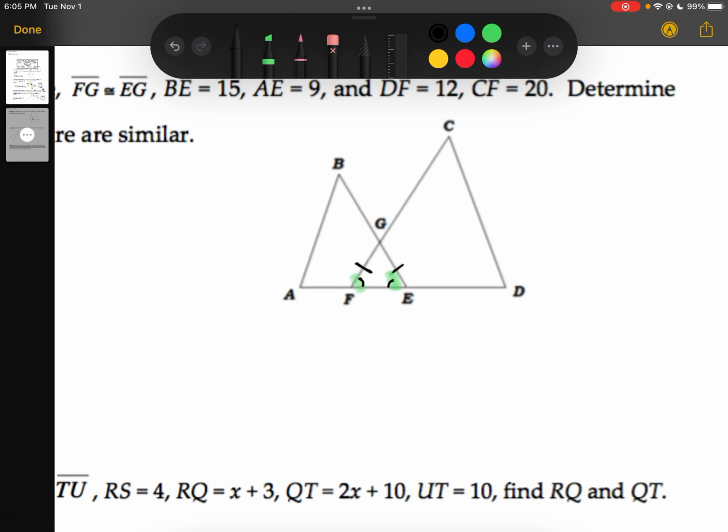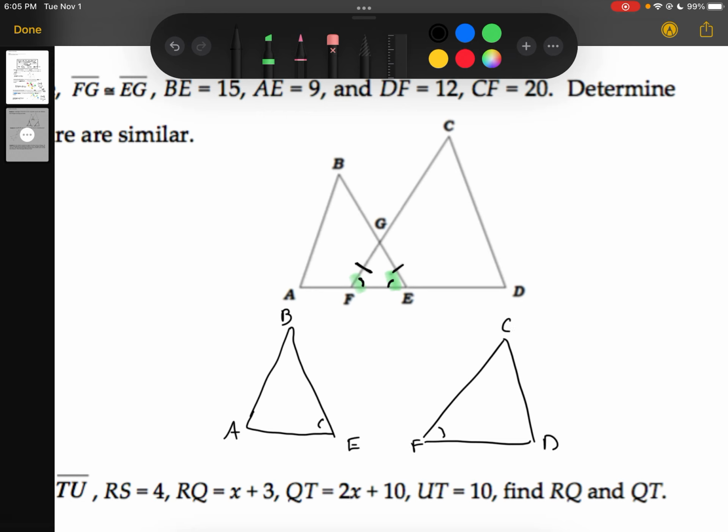A second piece of advice when you see something like this, especially the more confusing that it gets, is I would recommend separating this out. So we're just going to take our first triangle here with its little congruent angle, so A, B, E. We're going to move it off to the side, and we're also going to move our other triangle off to the side here. So this is F, C, D. When we do this, we can go back and we can relabel some of our side lengths. So we had 15 here, we had 9 here, we had 12 here, and we had 20 right here.